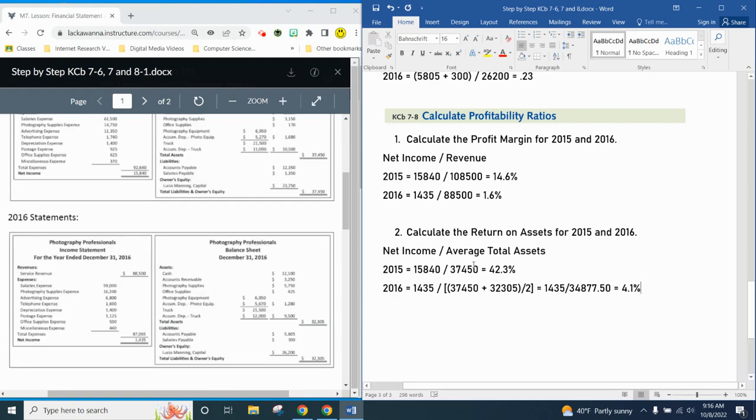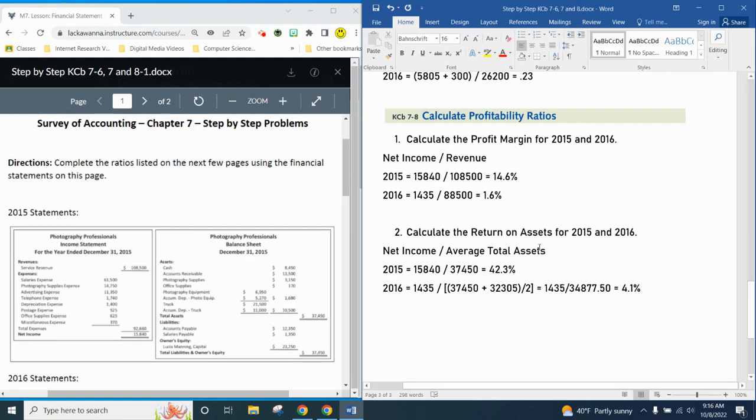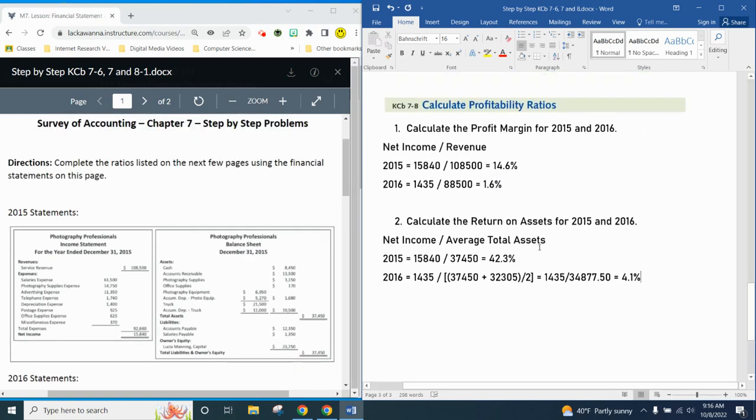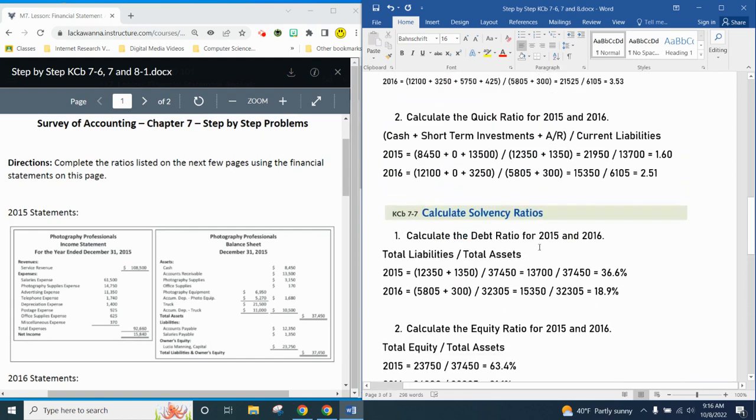So the difference between these two is that for the second one, we did have the data to find the average total assets. For the first one, we have no data from 2014, so we just calculate it using the number that we have. Okay, and that is how you calculate some of these ratios that managers use to make decisions.